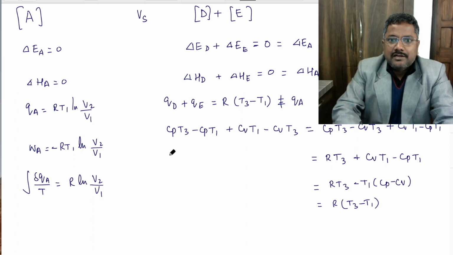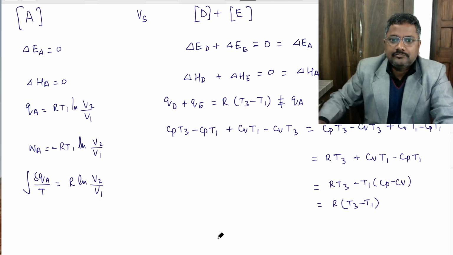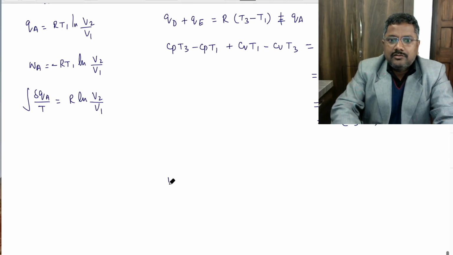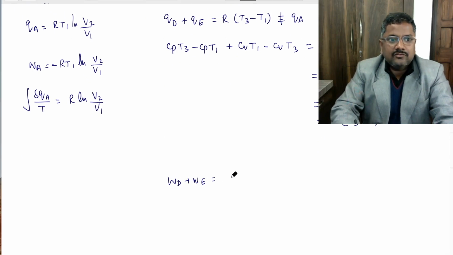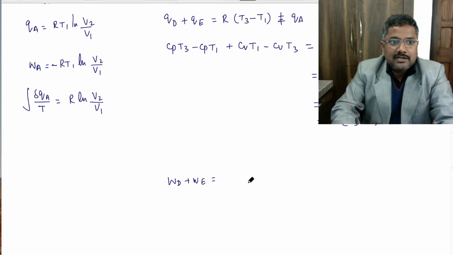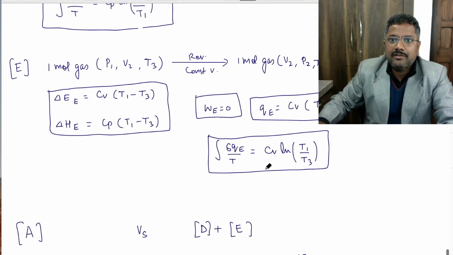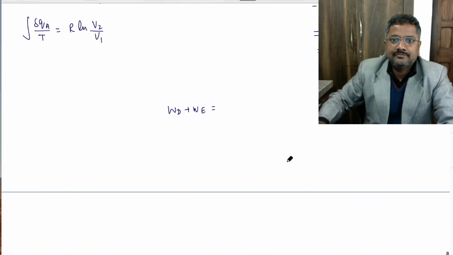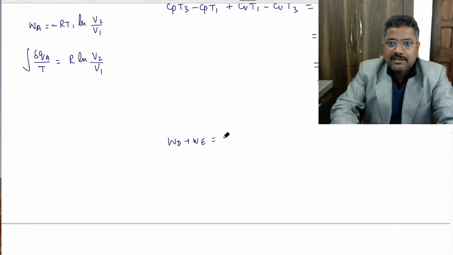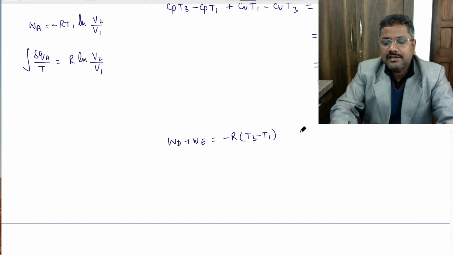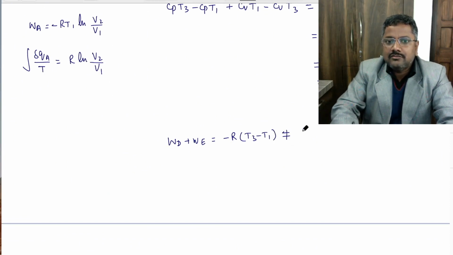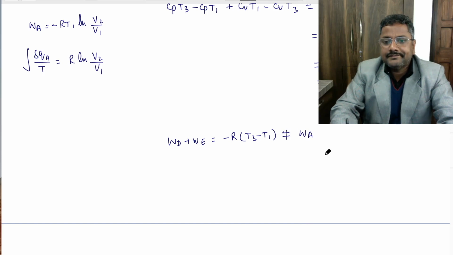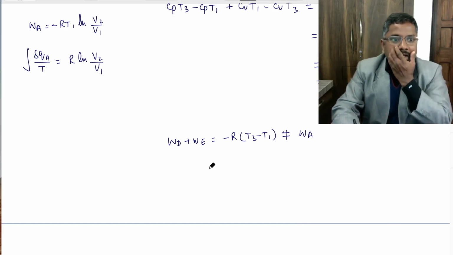Similarly, WD plus WE is equal to what? Minus R (T3 minus T1). WE is equal to 0 and WD is equal to minus R (T3 minus T1). So WD plus WE is equal to minus R (T3 minus T1), right? And this is not equal to WA. Clear? Okay.